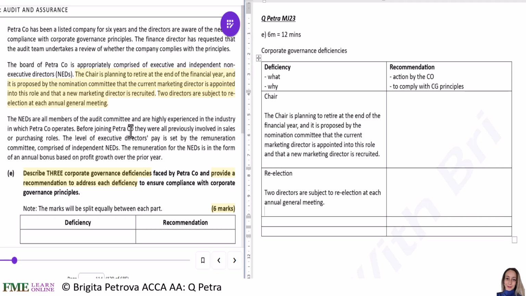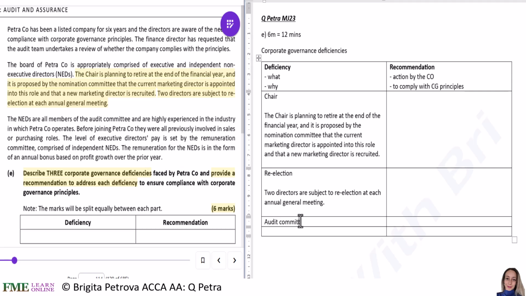Before joining Petra Co, they were all previously involved in sales or purchasing roles. And that's it. That's all we're told about the audit committee. So what do you think? Is there anything lacking here? I can smell a rat.